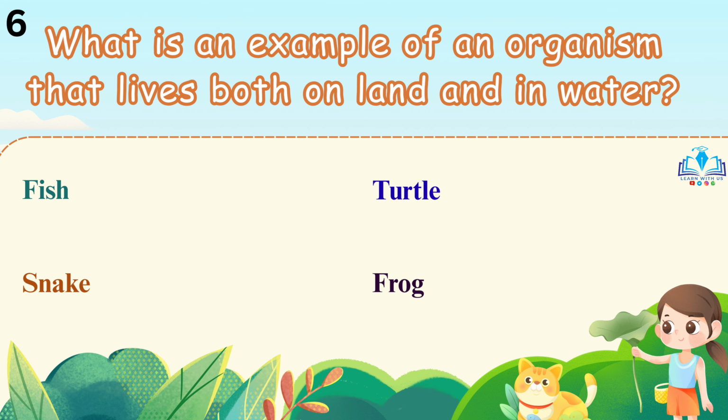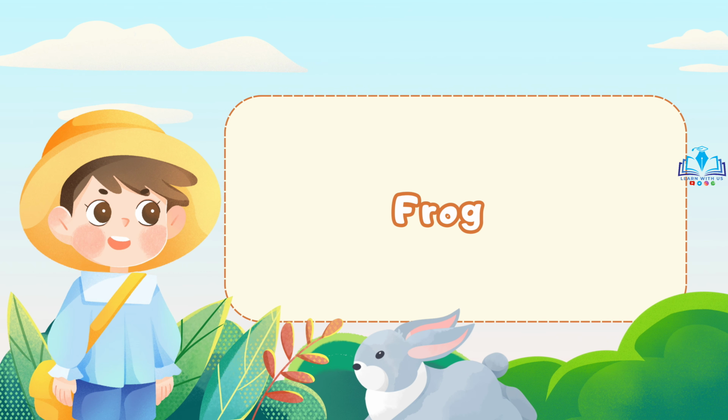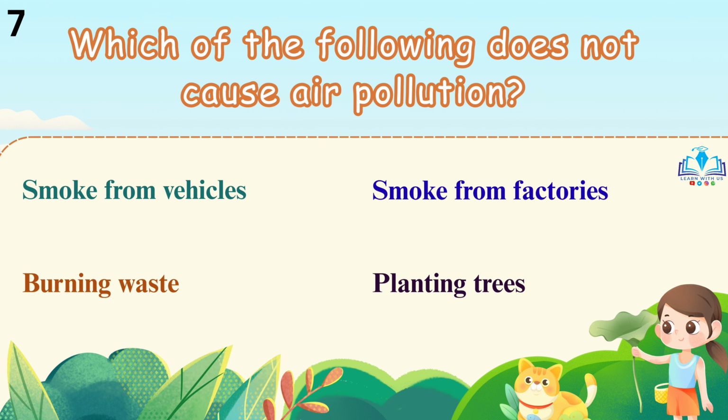Question 6. What is an example of an organism that lives both on land and in water? A. Fish. B. Turtle. C. Snake. D. Frog. Answer D. Frog.